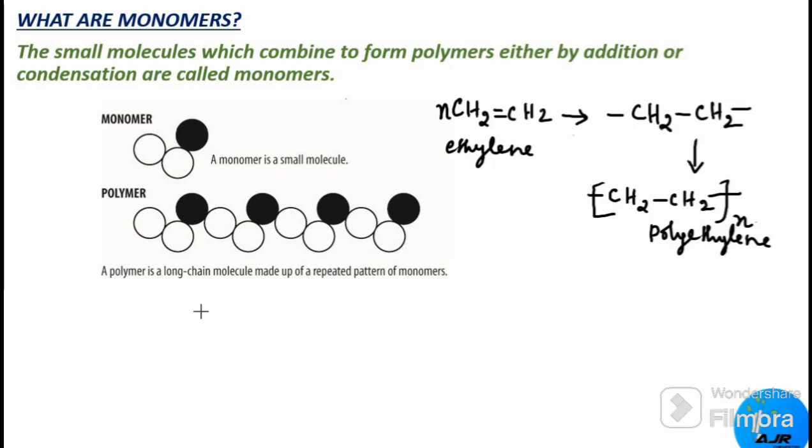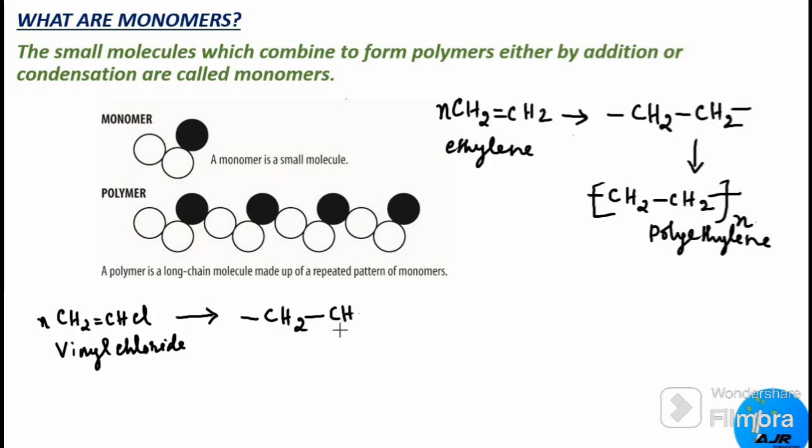Now another example. Let me give vinyl chloride, CH2=CHCl. This is vinyl chloride. This is a monomer, and n number of vinyl chloride molecules combine repeatedly to form polyvinyl chloride, CH2-CHCl. We can write Cl here also. Now here we will have a bond, and the repeated linkage should be represented as n at the bottom, as a subscript. So this is nothing but PVC, or polyvinyl chloride.